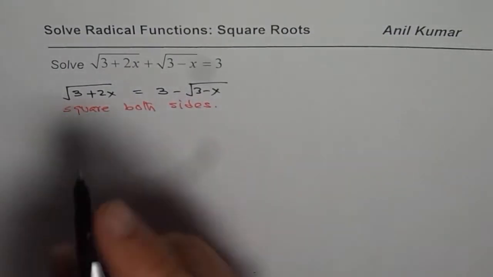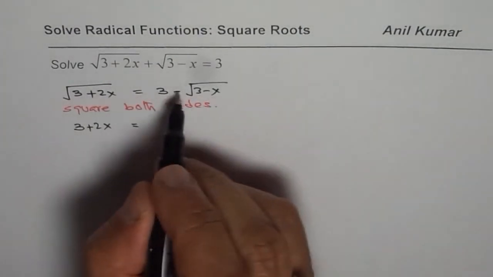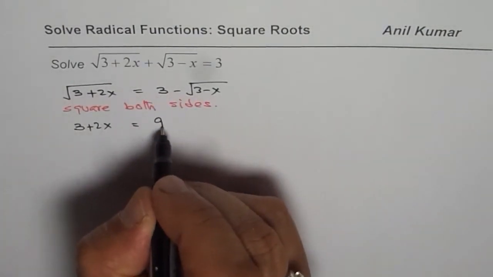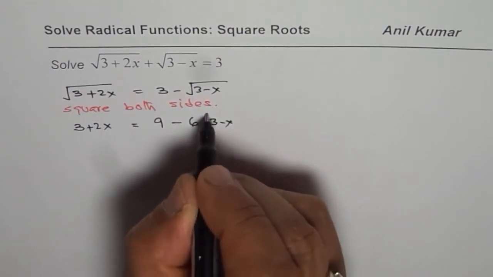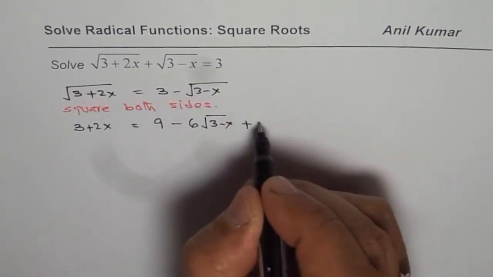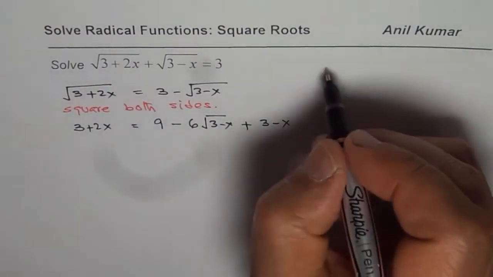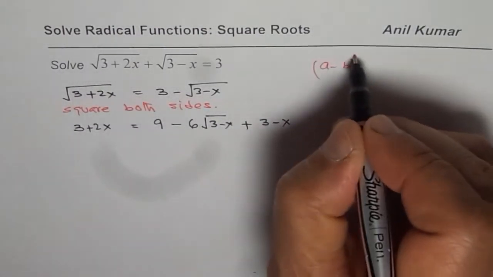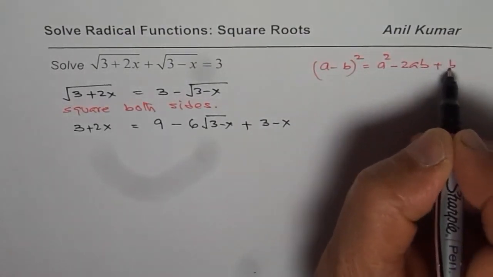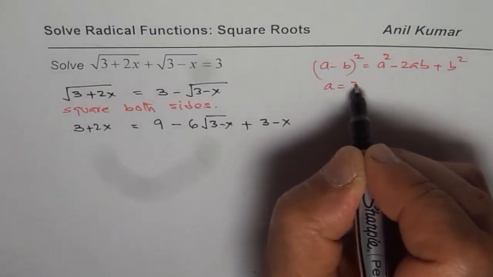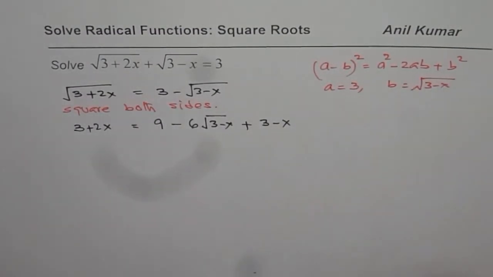In that case, we get 3 plus 2x on the left side, and squaring the right side gives us 3 squared, which is 9, minus 2ab, which is 6 square root of 3 minus x, plus the square of the square root term, which is 3 minus x, correct? So we use this formula: a minus b whole squared equals a squared minus 2ab plus b squared, where a equals 3 and b equals square root of 3 minus x, correct?